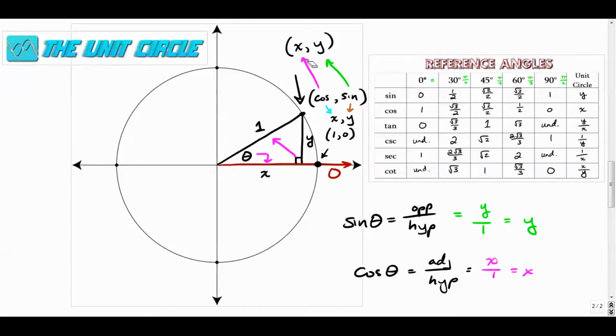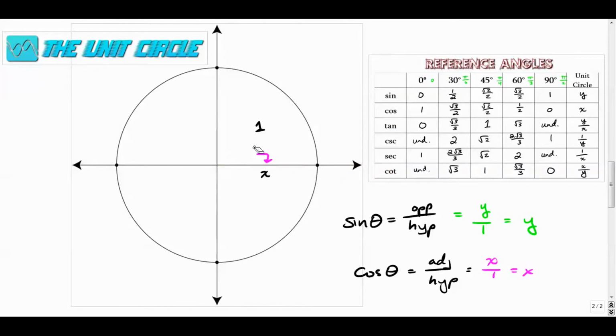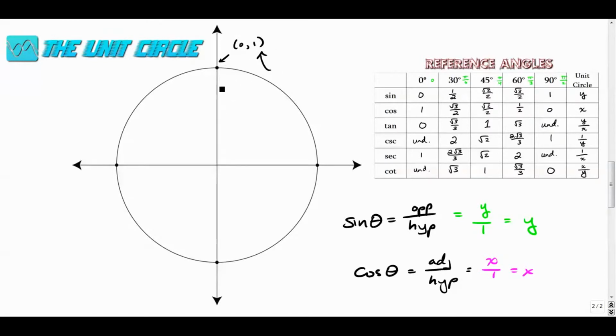If we go up to the pi over 2 angle, which was right here, that's given by the point (0, 1). So when the angle is pi over 2 or 90 degrees, the sine of pi over 2 is 1. It's the up and down direction. In other words, it goes up 1 unit from the origin.